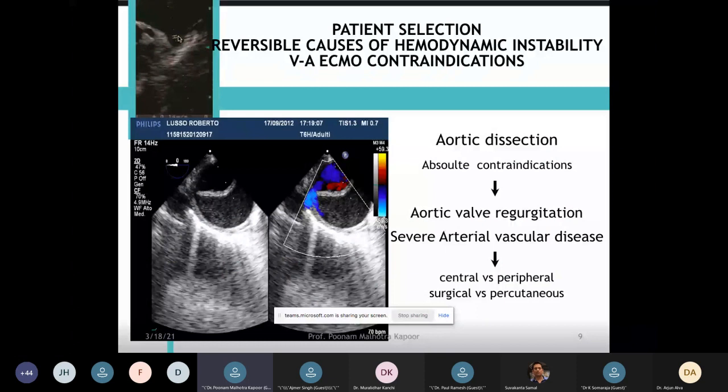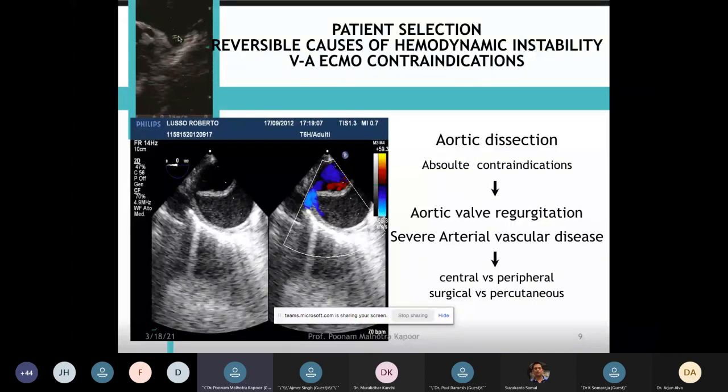So what are the patients where we don't put an ECMO? Well, one of them is an aortic dissection, where you can use the upper esophageal aortic arch view, see a definitive flap, and distinguish between the true and the false lumen. Absolute contraindication is aneurysm or the aortic dissection.